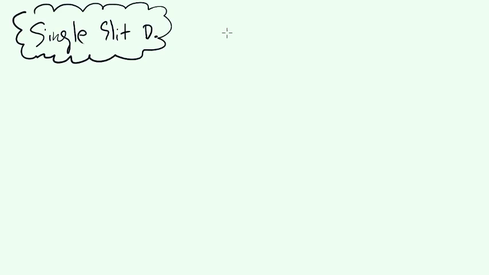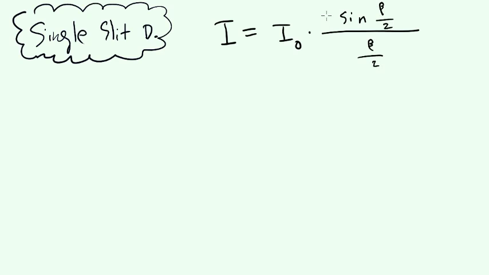Okay, so let's write down what we just got. It's exciting to be able to get that result without doing too much work, because we've been doing a lot of work. So sine of beta over 2, don't square it yet, and then the denominator was beta over 2, and so this is the whole thing squared. That's the result here for the single slit.